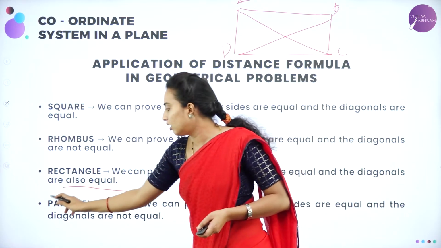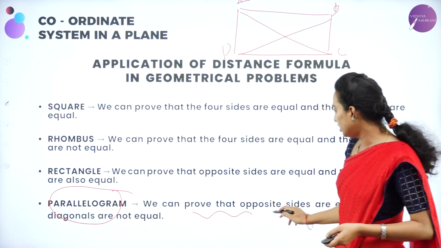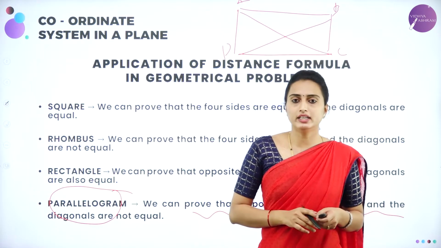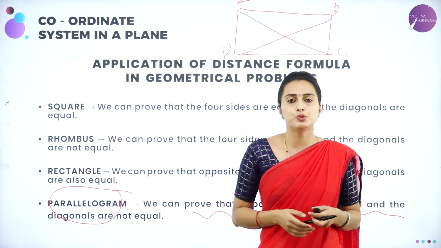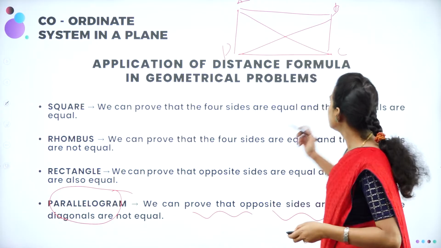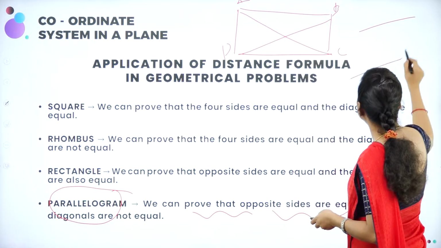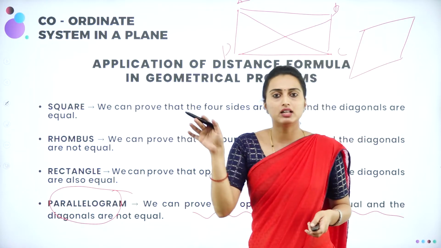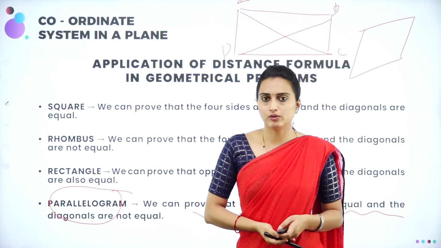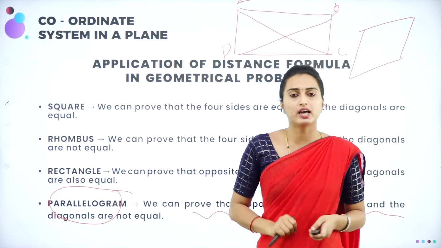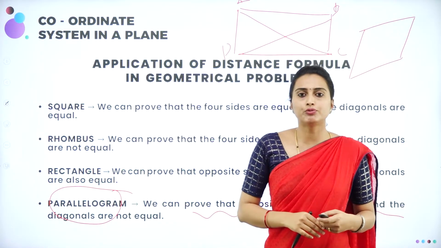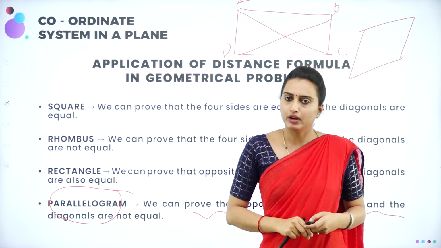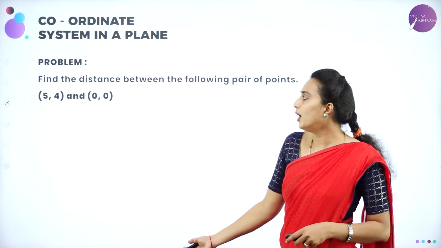Next, what can we prove? Parallelogram. How can we prove a parallelogram? We can prove that opposite sides are equal and diagonals are not equal. If the opposite sides are equal and diagonals are not equal, that is said to be a parallelogram. Okay, this is a parallelogram you are having like this. So when the 4 points are given, we can use the distance formula to prove a square, a rhombus, a rectangle and a parallelogram. Understood? We'll move on now to the problems.